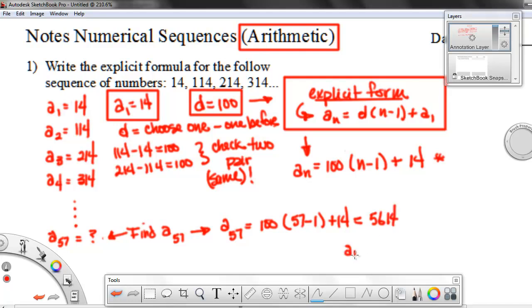So A of 57 equals 5,614. And that's the other answer. So we have that one right there that we need, and that's the second part.